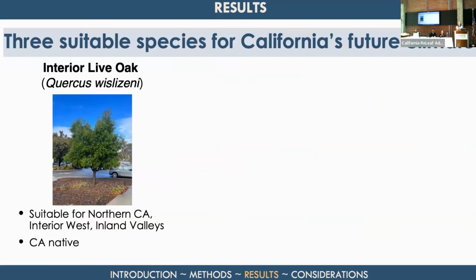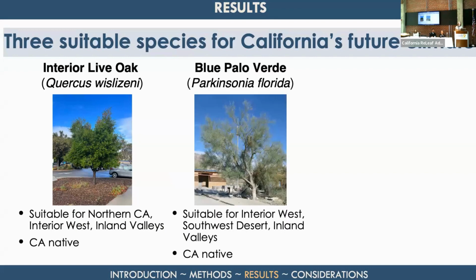Okay, so based on this analysis, what are some species that might be well suited for California's future climate? So this is a selection of a few species, and I've added the climate zones that these are relatively suitable for. One of which is Quercus wislizeni, the interior live oak, that came out as suitable for Northern California, the interior West, and the inland valleys, and that's one of our California native species.